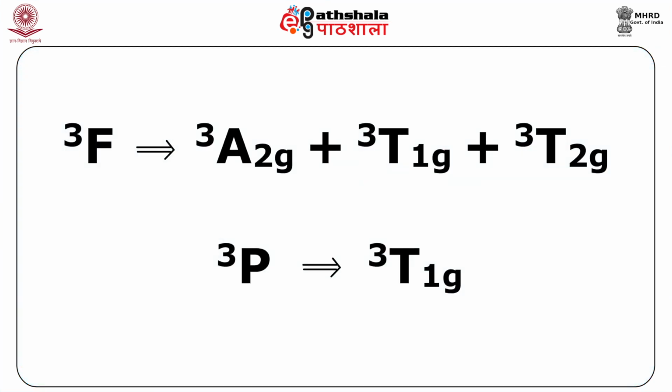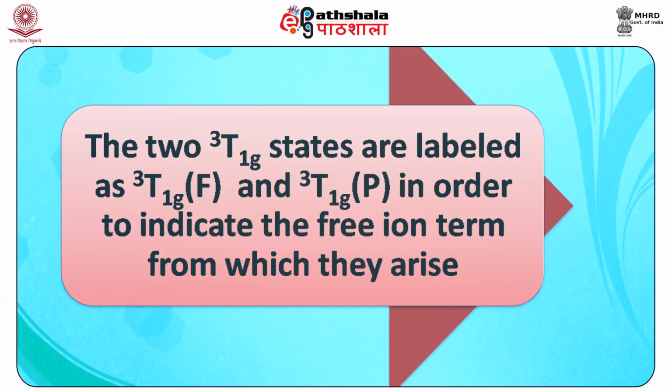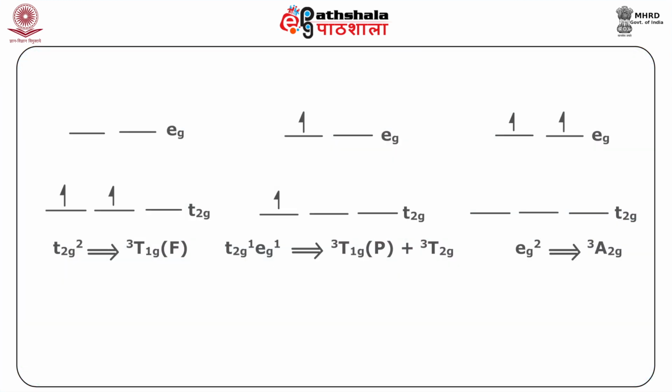In case of an octahedral field, both free ion terms change their identity, as triplet F changes to triplet A2g, triplet T1g and triplet T2g. The triplet P changes to triplet T1g. The two triplet T1g states are labeled as triplet T1g(F) and triplet T1g(P) in order to indicate the free ion terms from which they actually arise. The triplet states for the d2 case have their origin from the following electronic configurations shown in the figure.